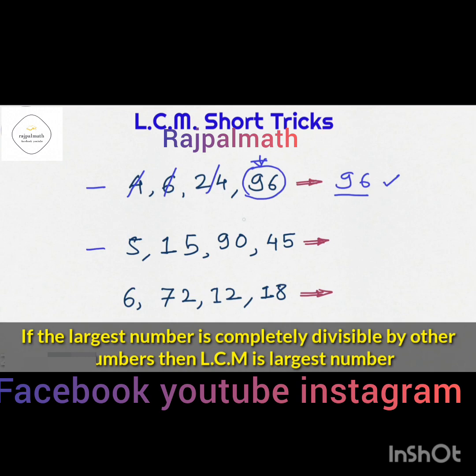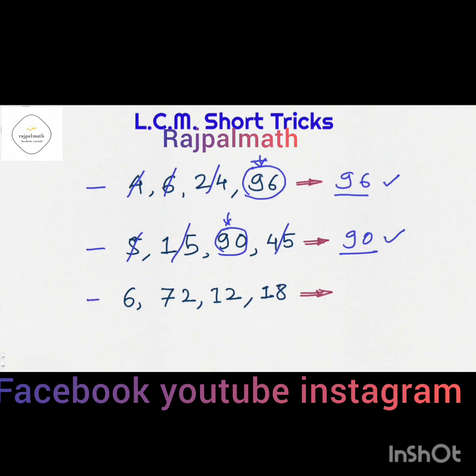So here you can see the largest number is 90. Let me check, 90 is completely divisible by 5. It is completely divisible by 15, so I will cancel it out. It is completely divisible by 45 as well. So obviously my answer is going to be 90. Without even a second thought, I can write down my answer.